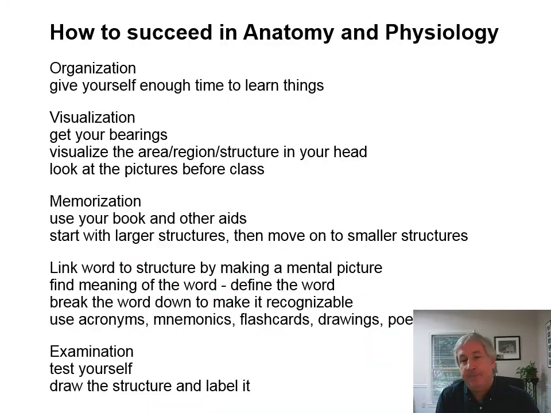All right, next slide. So how to succeed in this class. Organize yourself. You'll need to give yourself enough time to learn all the things, learn all the terms, and the best way to do this is to visualize. And the nice thing about anatomy is you've got the parts right in front of you. So when we talk about the hand, you can talk about the digits. So 1, 2, 3, 4, 5 digits. This is the thumb. These are the fingers.